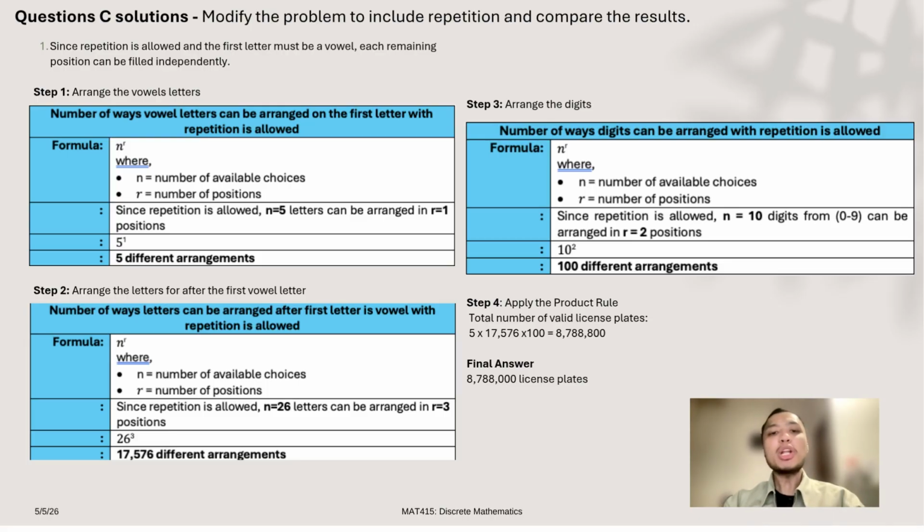Now, we apply the product rule by multiplying all parts together, which is 5 times 17,576 times 100. And the answer is 8,788,000 license plates. So this means that when repetition is allowed and the first letter must be a vowel, the total number of possible license plates is 8,788,000. And it is also higher than the non-repetition vowel case because the remaining letters and digits can be reused.